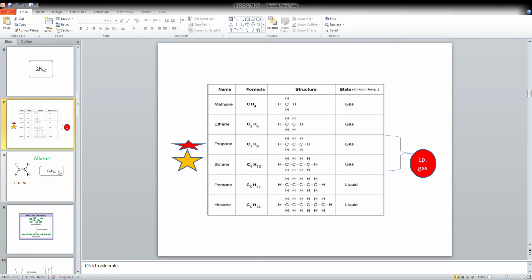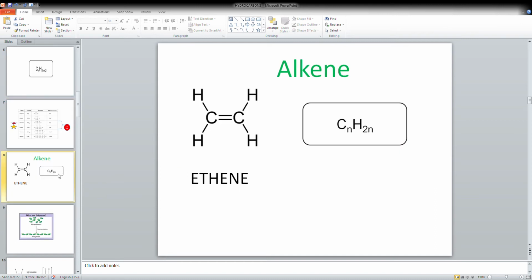Then let's go to the next one, the second type of alkanes. The second type of organic compounds in our syllabus are the alkenes. Alkanes we already did, now alkenes. When among the carbon-carbon there's a double bond, they are alkenes.